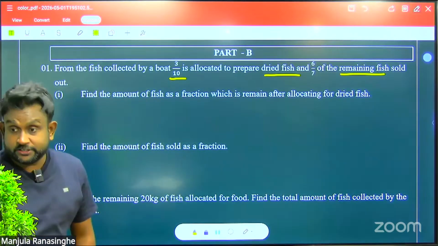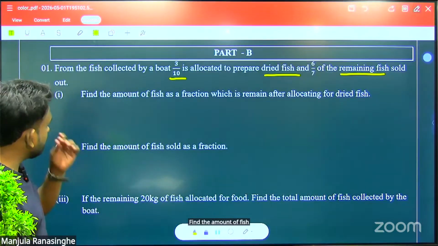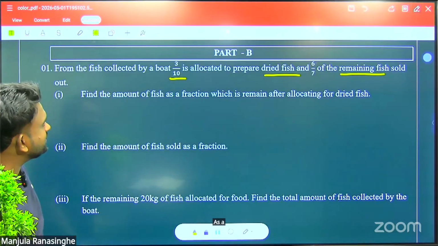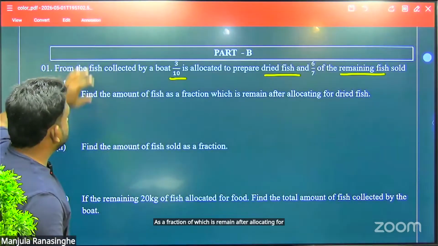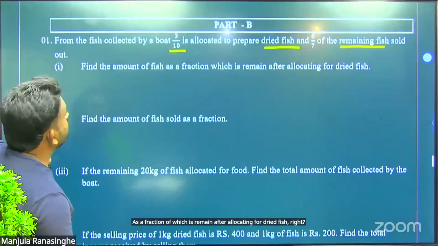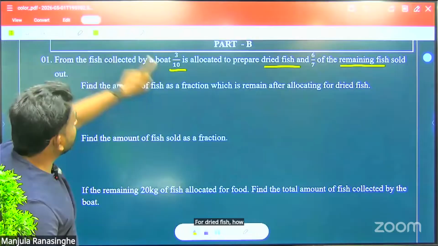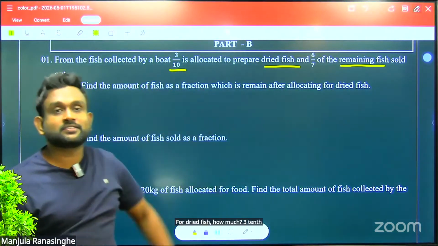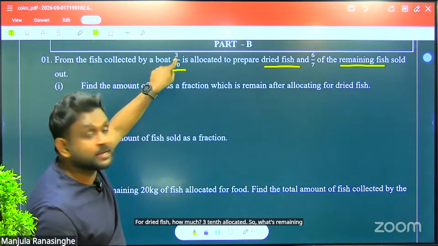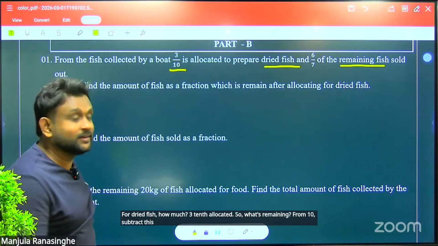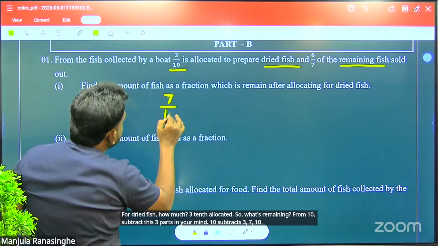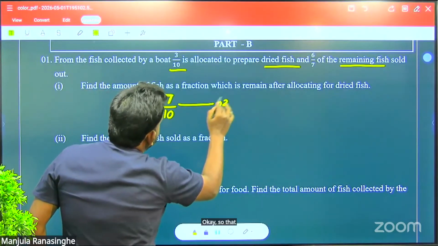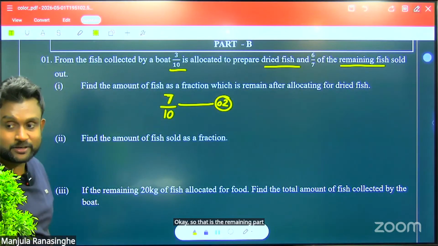Find the amount of fish as a fraction of which is remain after allocating for dried fish. Right. For dried fish, how much? 3/10 allocated. So what's the remaining? From 10, subtract these three parts in your mind. 10 subtract 3, 7/10. Okay, so that is the remaining part. You have 2 marks. Okay.